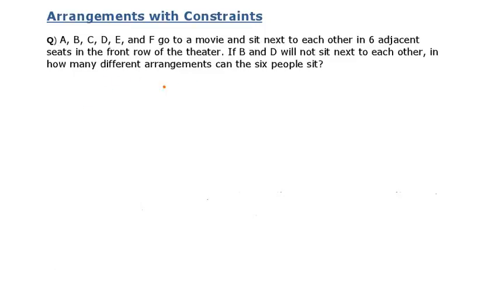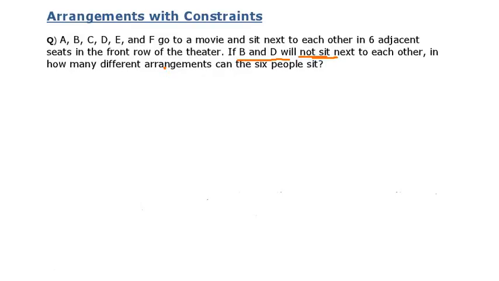Arrangements with constraints. Now let us do this question. This question says A, B, C, D, E and F go to a movie and sit next to each other in 6 adjacent seats in the front row of the theater. If B and D will not sit next to each other, in how many different arrangements can the 6 people sit? There is a constraint here that B does not want to sit next to D, or vice versa.